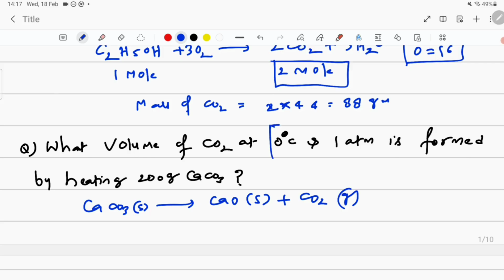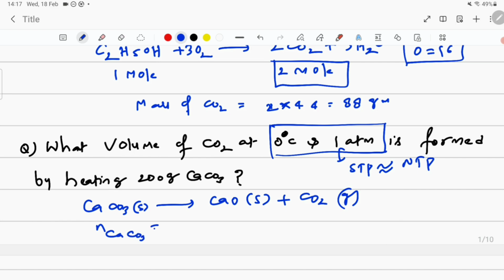And remember, here these are STP conditions. STP or NTP? We know both are the same, only the unit differs, which we already studied in the first lecture. Next, CaCO3: how many grams given? That is 200 grams. I am converting given weight into moles. CaCO3 molecular weight 100, so here it is 2 moles of CaCO3.